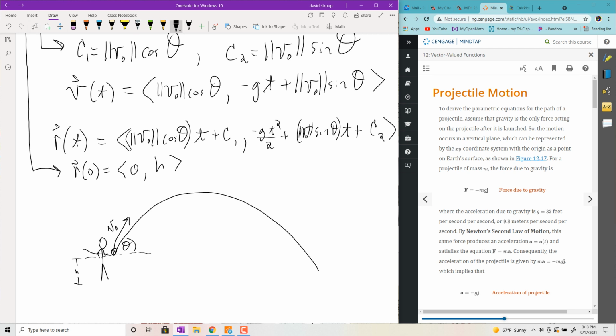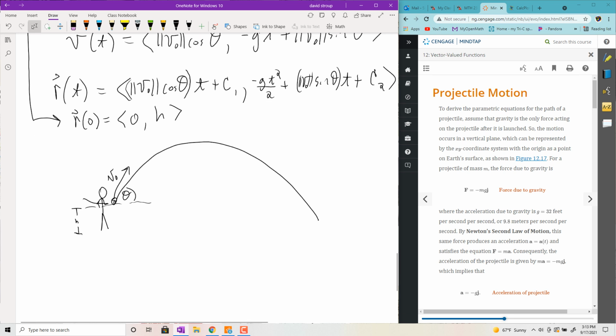And then again, you can equate the components and figure out C1 and C2. Equating the first components, letting t equal 0, you get v sub 0 times 0, which goes away, so C sub 1 will equal 0. Plugging 0 into the second component, the negative g over 2 t squared will be 0, and the second term will go to 0. So you just have C2 equaling h.